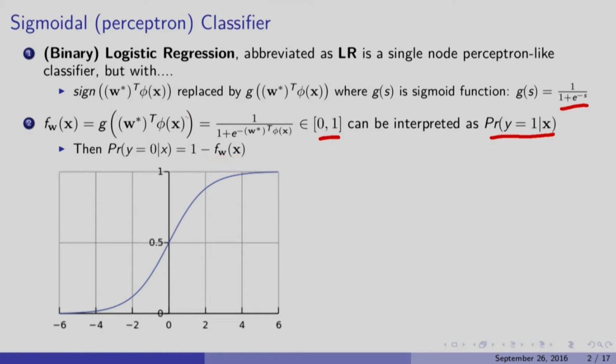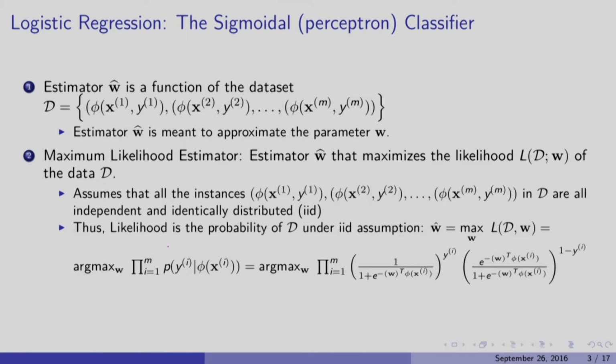For today's class, and in fact for some of the subsequent discussions, we will refer to this probability of class 1 as f_w(x). Think of this as a regression function, but it has an interpretation with respect to classification. Probability of class 0 is 1 minus f_w(x). So the estimator w hat needs to be found.